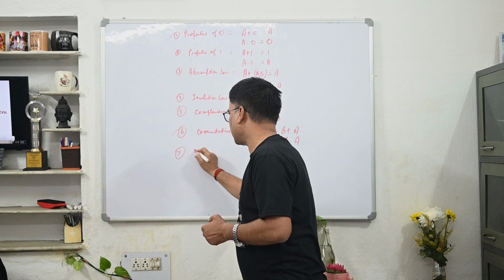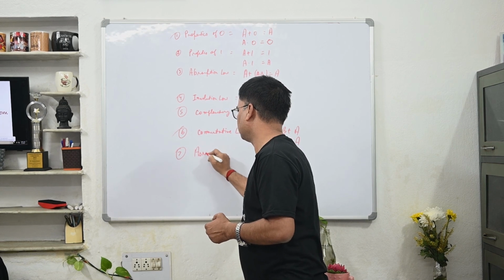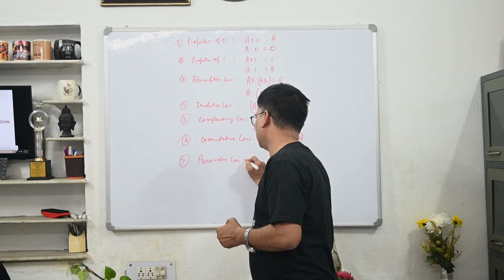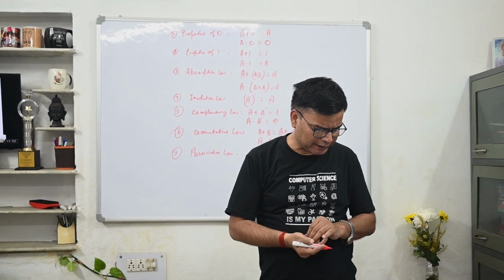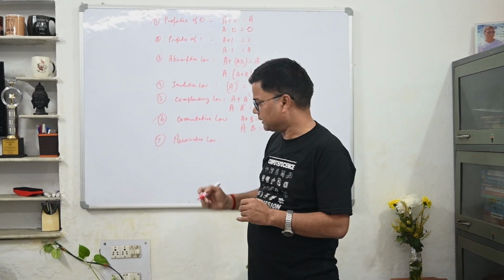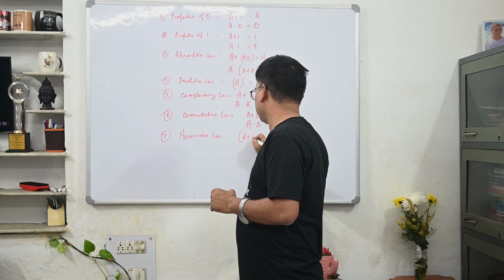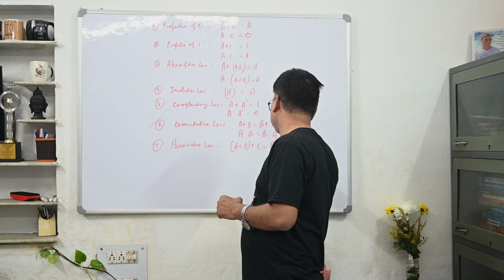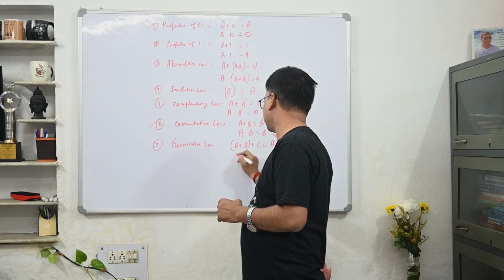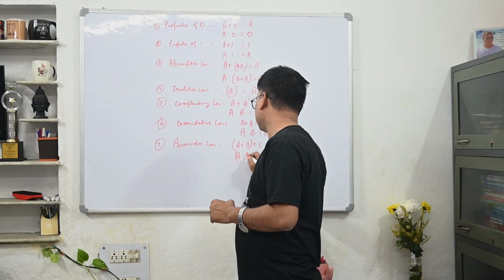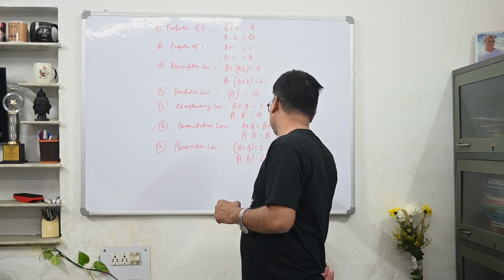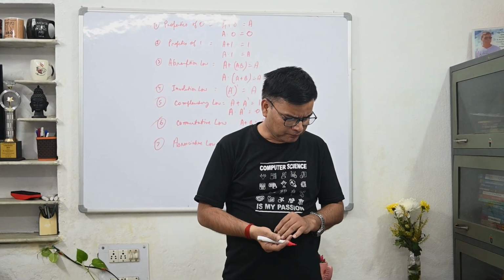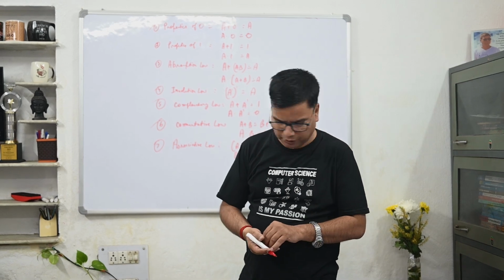Then we have associative law. The associative law states that (A plus B) plus C is equal to A plus (B plus C), or we can say (A dot B) dot C is equal to A dot (B dot C). So this is the associative law. Next we have distributive law.